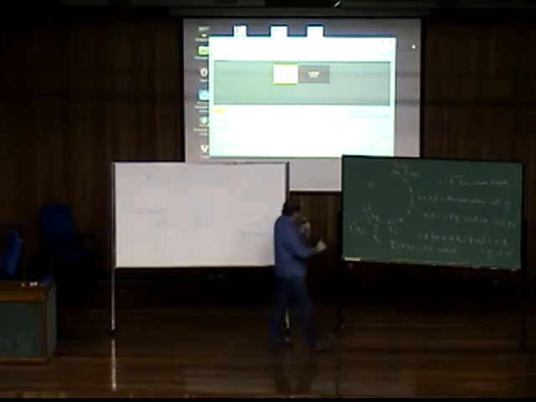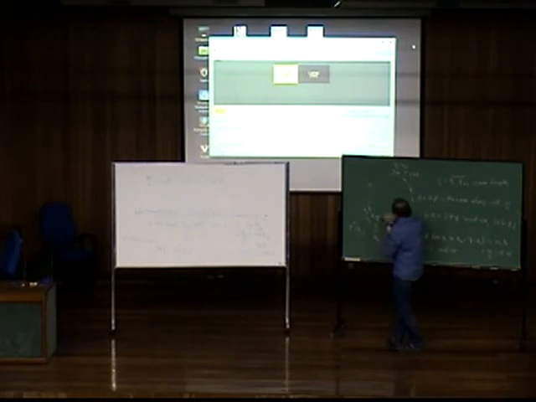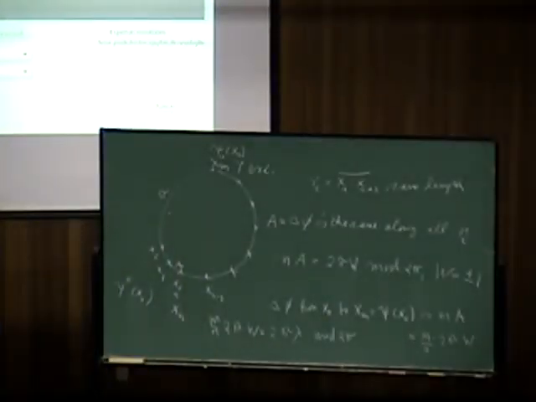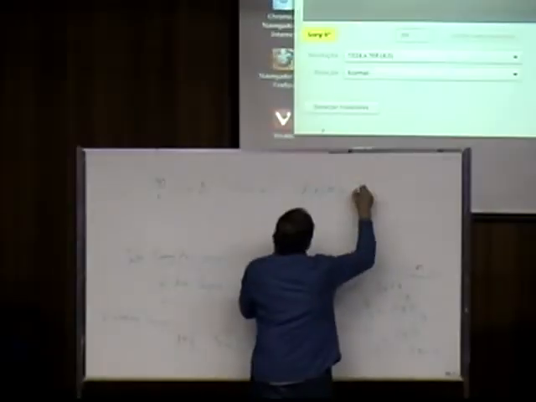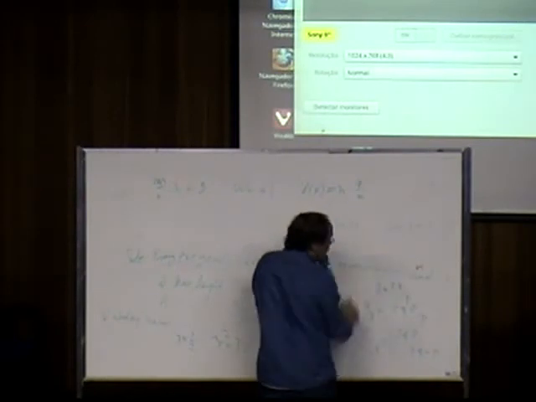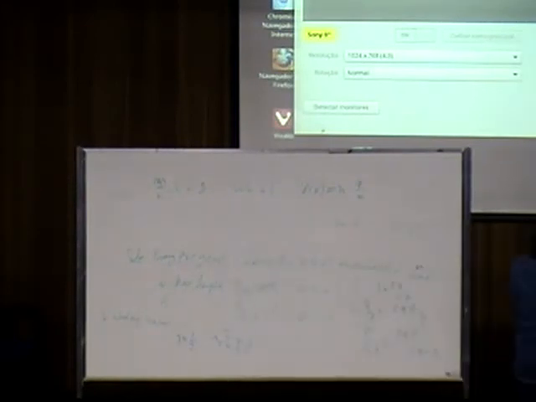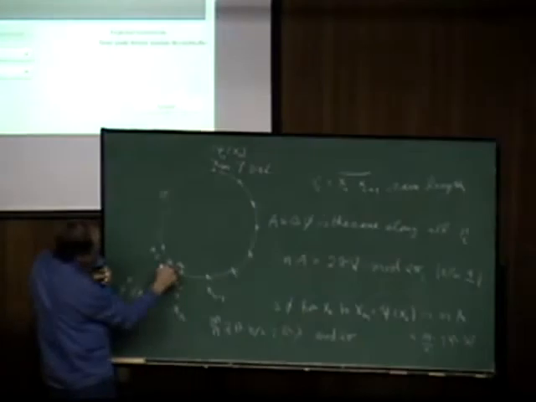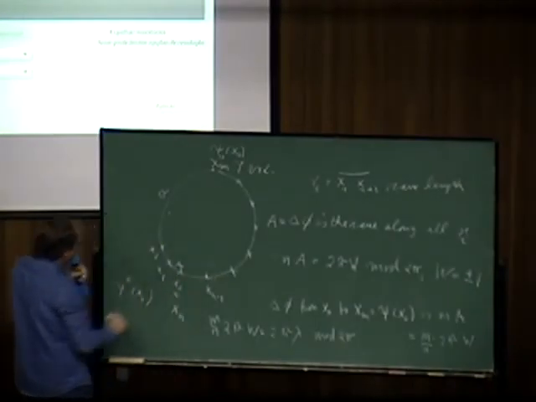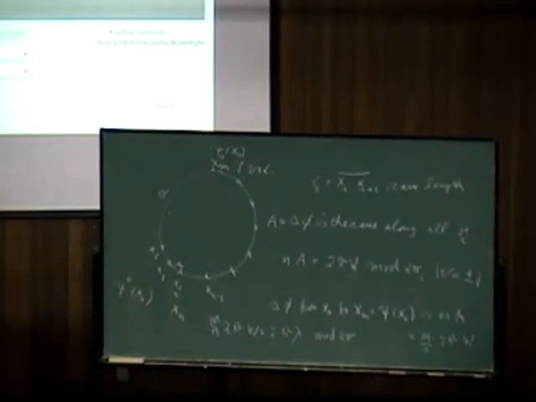Well, each segment has the same length, right? What's the length of the first segment? Up to here it's pi. So the first segment has length pi over m. So length of gamma is n times pi over m. Right, from here to here it's pi. From here to here it's pi over m. I do this n times. So it's n times pi over m.